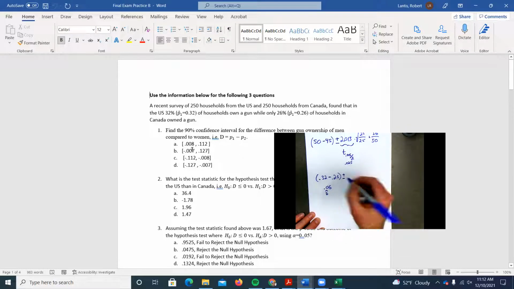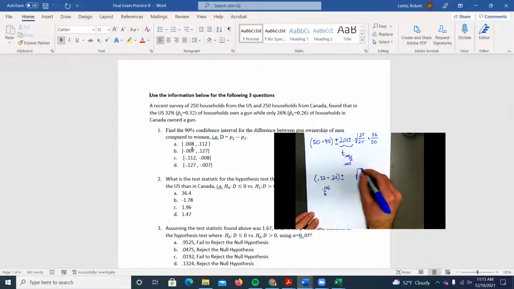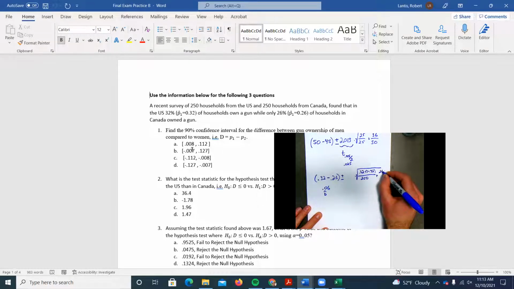From there, it's just a matter of plugging in what I know. So 0.32 times 1 minus 0.32 divided by the sample size. This one is kind of easy. It's 250 for each group. And then plus 0.26, I'm running out of room, times 1 minus 0.26 over 250 there.